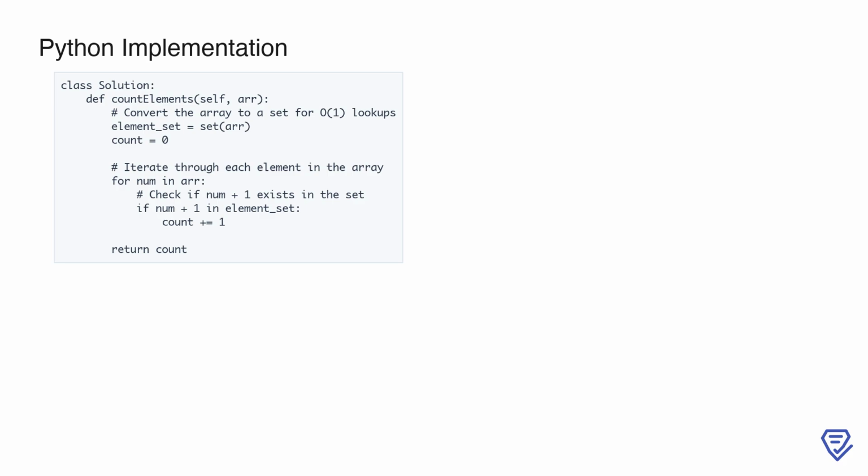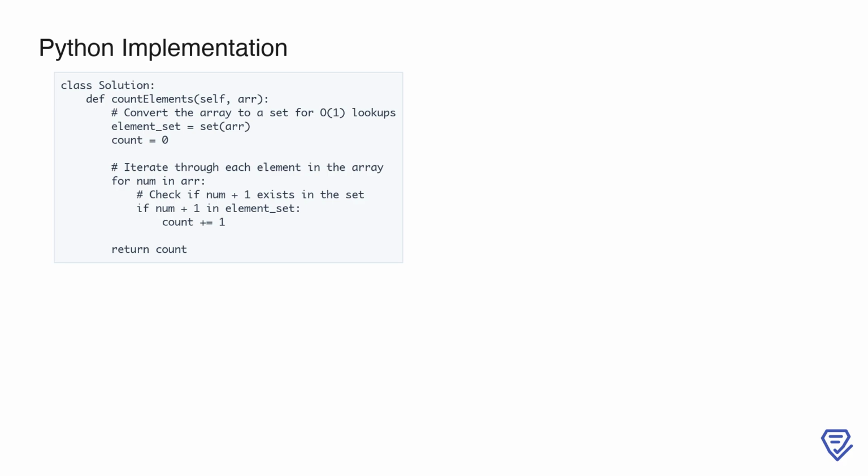Next, the code initializes a variable count to 0. This variable will track the number of elements in ARR that meet the condition x plus 1 exists. The code then iterates through each number in the input list ARR using a for loop. For each number, the code checks whether number plus 1 exists in the set element_set. If the condition is true, the count variable is incremented by 1. Finally, after completing the iteration, the function returns the value of count, which represents the total number of elements satisfying the condition.